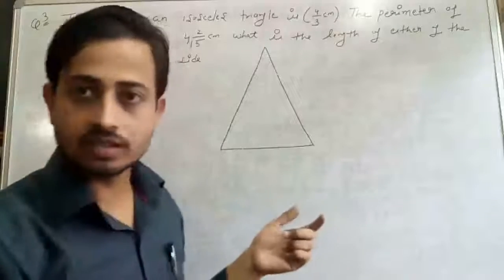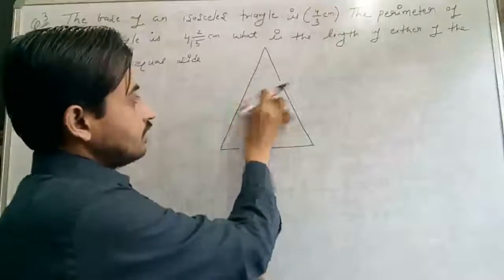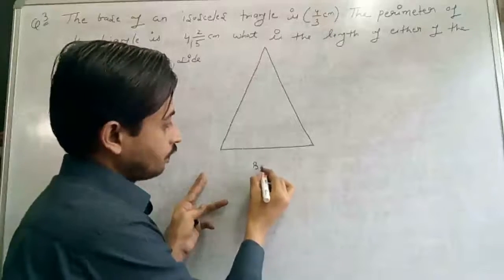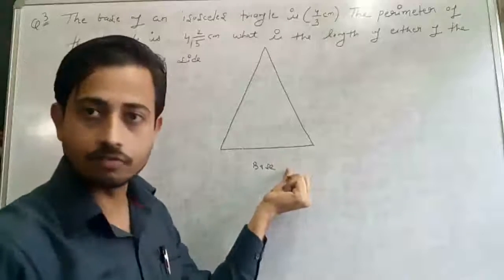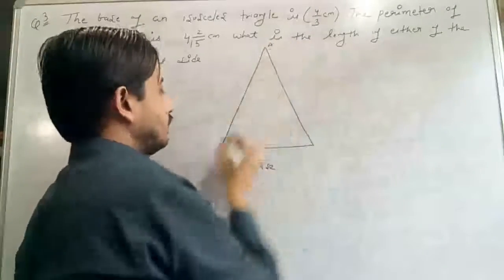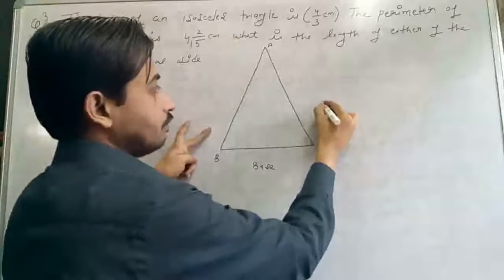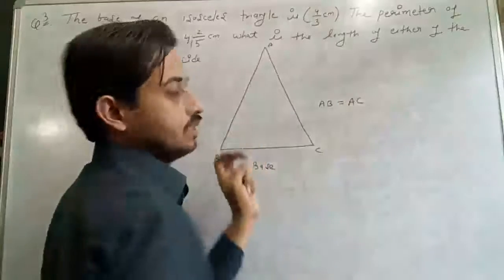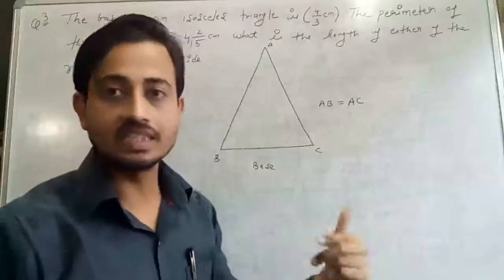So this one is your isosceles triangle. It is clearly visible. This side is equal to this side, and this is your base. It means the base is different, and these two sides are equal. If I take A, B, C, it means AB is equal to AC. Both sides are equal, but we don't know the values of each side.